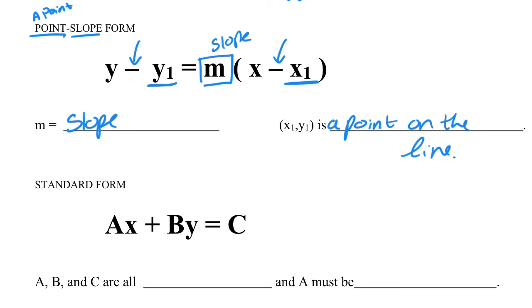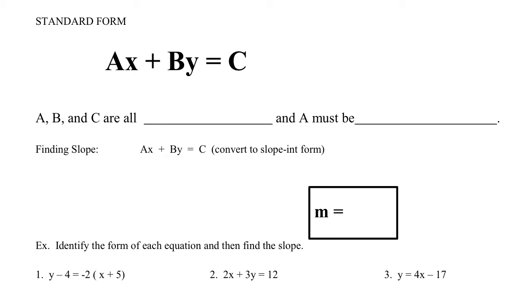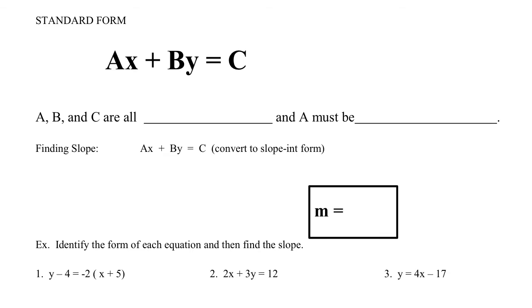That subtraction there, when we then go to pull that information out, is kind of going to be asking us to do the opposite of what the equation is saying, and we'll see that in a moment. Okay, so here's our last form. This is called standard form.